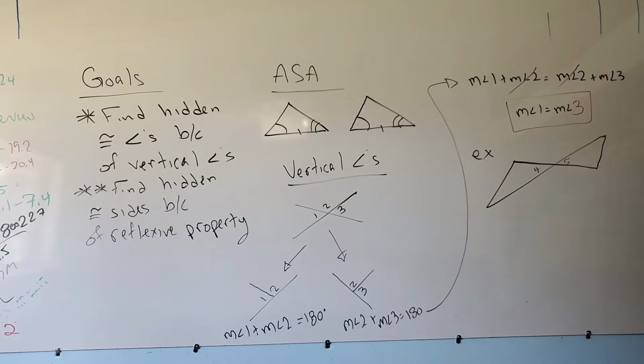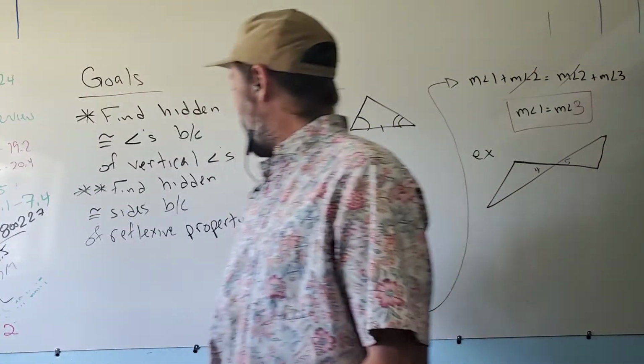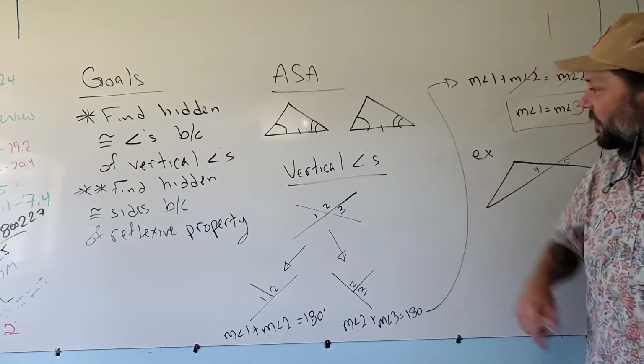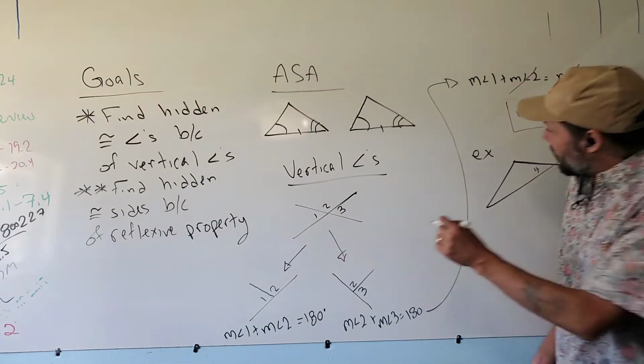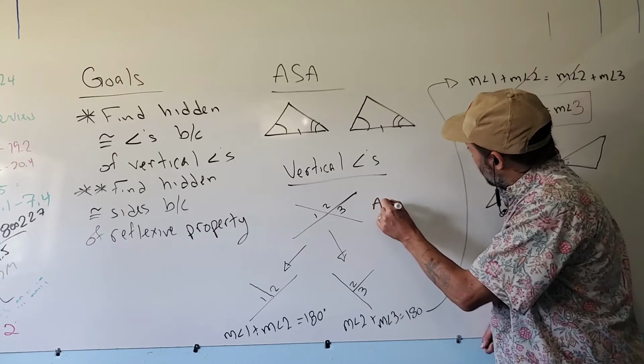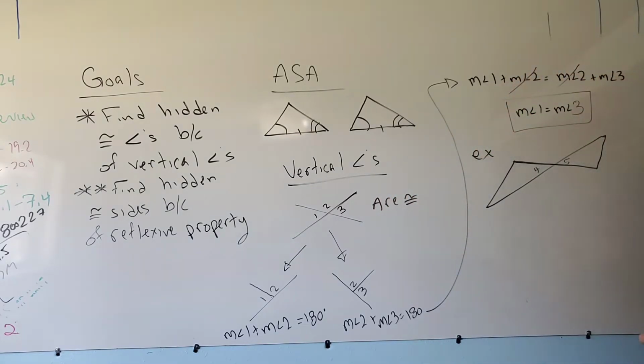And what I just did was a very superficial argument that vertical angles are congruent. So anytime you see vertical angles, we know that they are congruent. Okay? So you're going to see pictures like this in your homework.